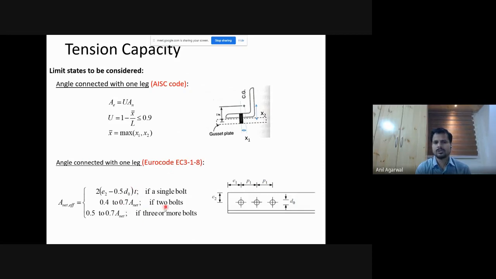Okay, European code also has a somewhat similar approach. If you have a single bolt, there is one expression which is relatively straightforward, still has some dimensions that you have to account for. 2 bolts, another expression. 3 bolts, another expression. But these are much simpler, just like our alpha values, 0.5 to 0.7, 0.4 to 0.7. So you can take something in between.